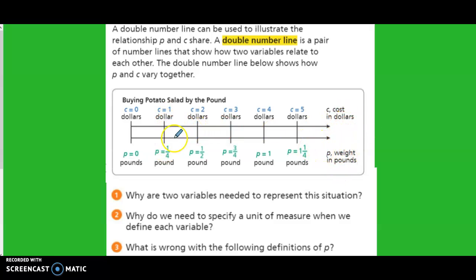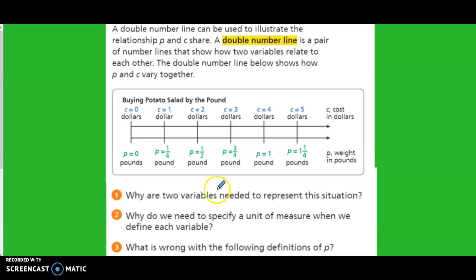These tick marks represent a certain stopping point on the number line. So starting on the left, if there are 0 pounds of potato salad purchased, you're going to pay $0. If you purchase a quarter pound of potato salad, you'll pay $1. If you purchase half a pound, you'll pay $2. If you purchase 3/4 of a pound, $3, etc.